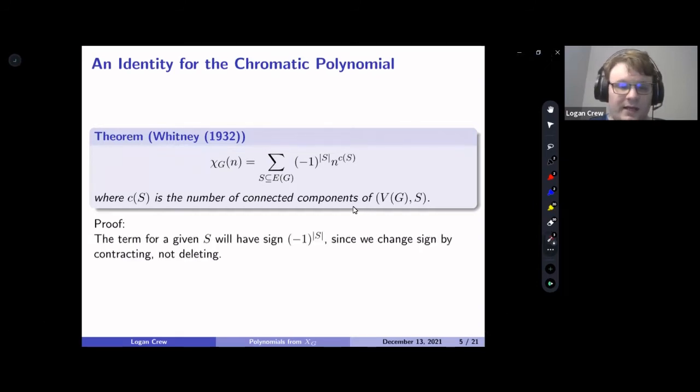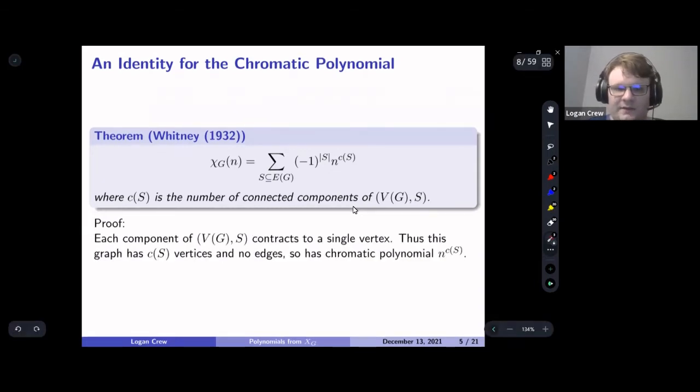The term for an S coming from contracting the edges in S is going to have sign (-1) to the number of edges, because in deletion-contraction, we subtract when we contract and not when we delete. And as for where the actual chromatic polynomial at the end comes from, after we've deleted and contracted every edge, there are no edges left.